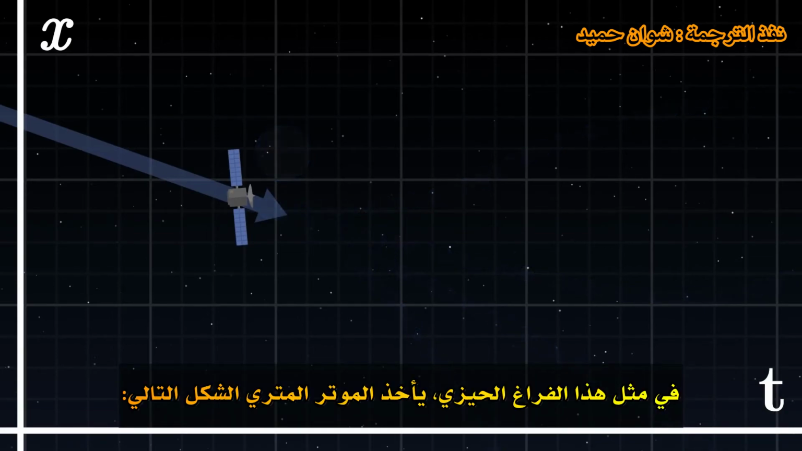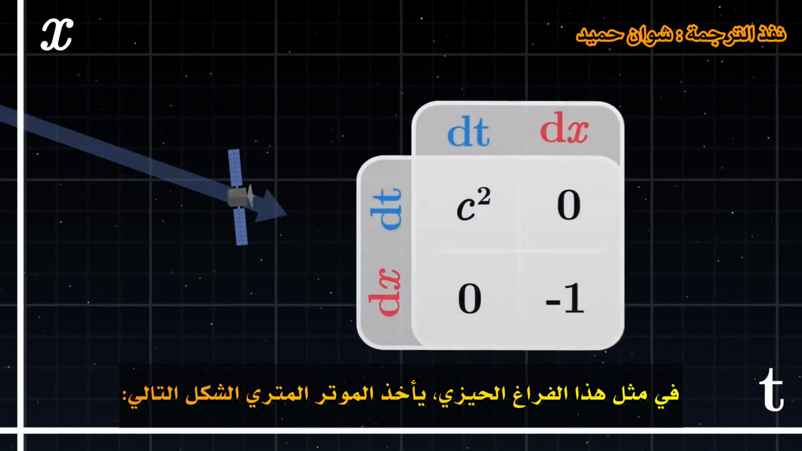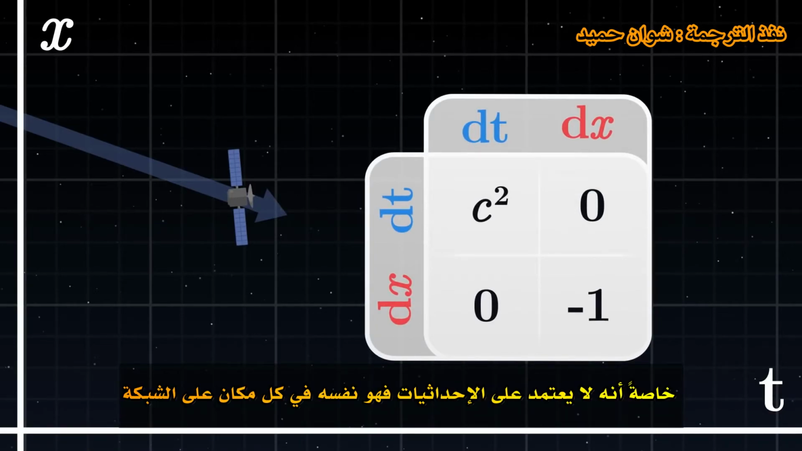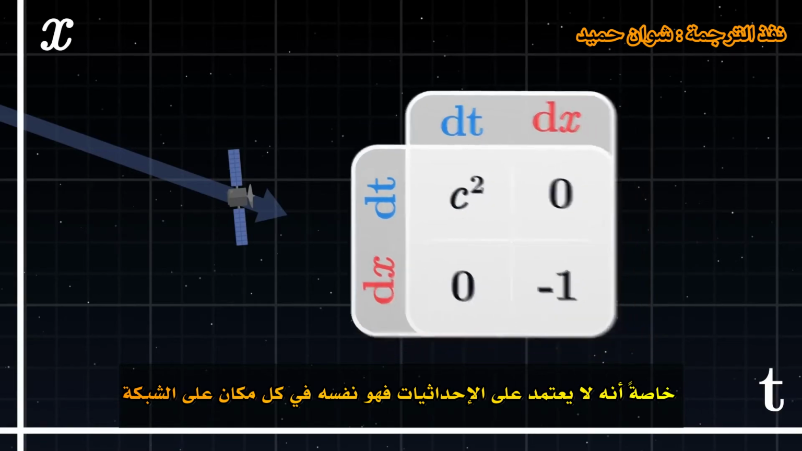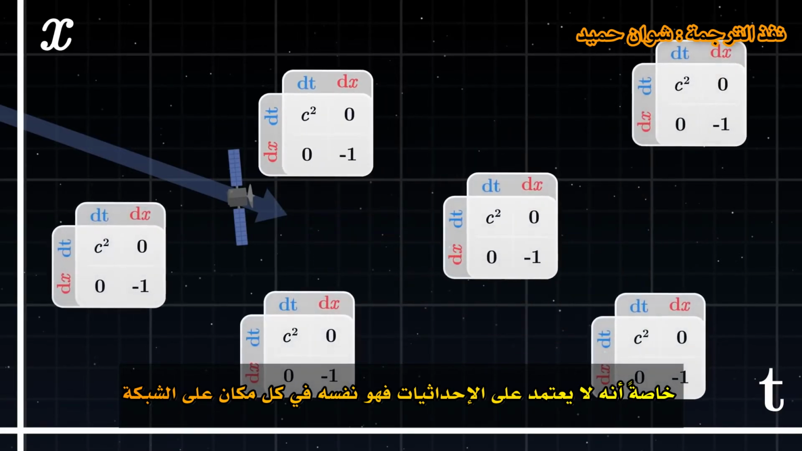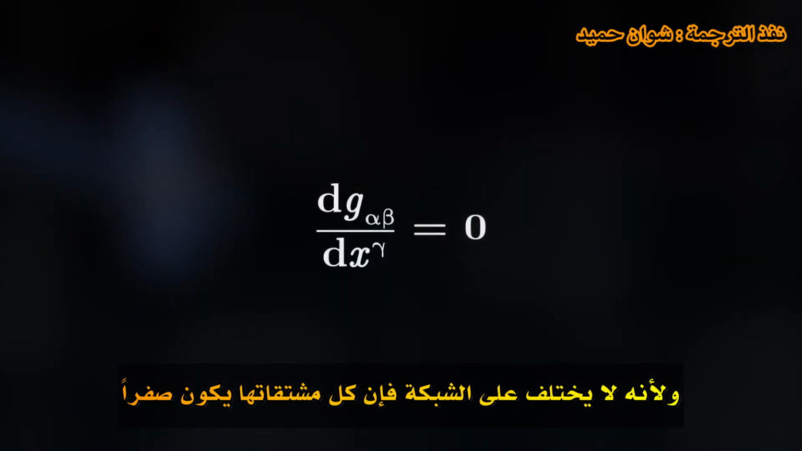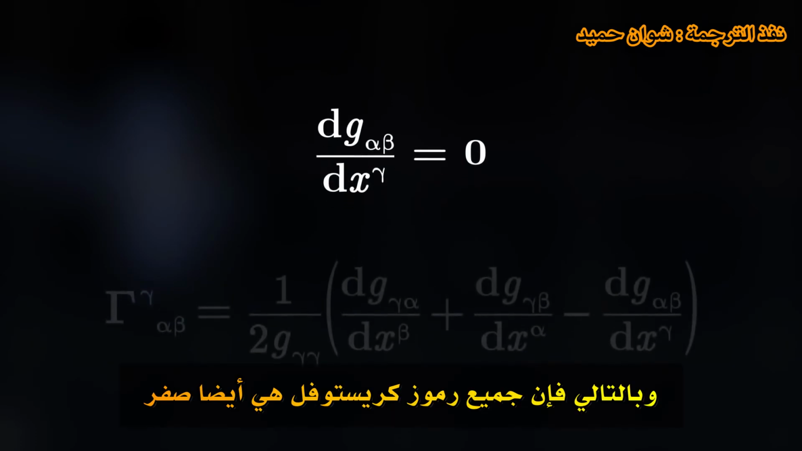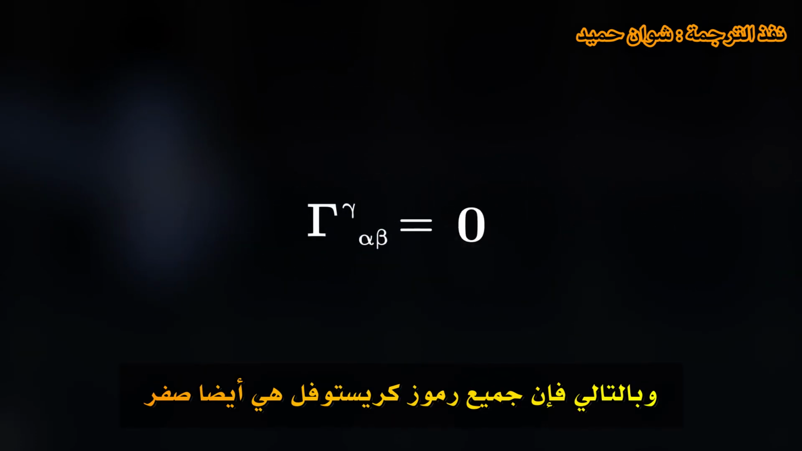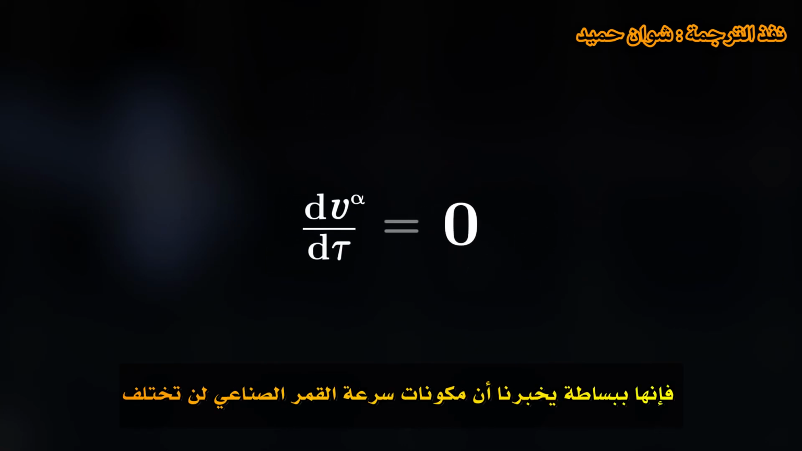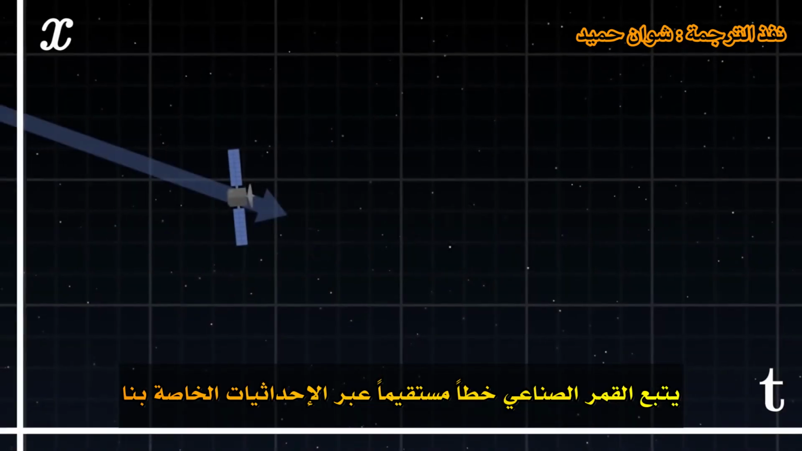In such an empty spacetime, the metric tensor takes the following form. This metric tensor is quite simple, especially since it does not depend on the coordinates. It is the same everywhere on the grid. And because it does not vary on the grid, all its derivatives are zero, and therefore all the Christoffel symbols are also zero. Injecting them in the geodesic equation, this simply tells us that the components of the velocity of the satellite do not vary. The satellite traces a straight line through our coordinates.